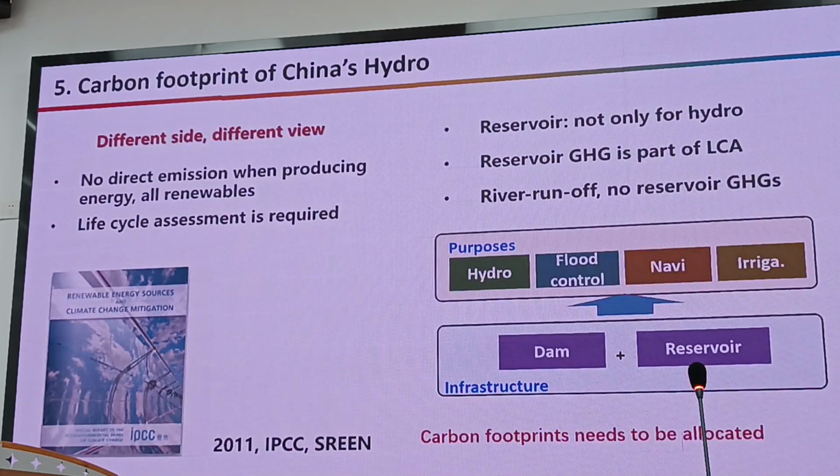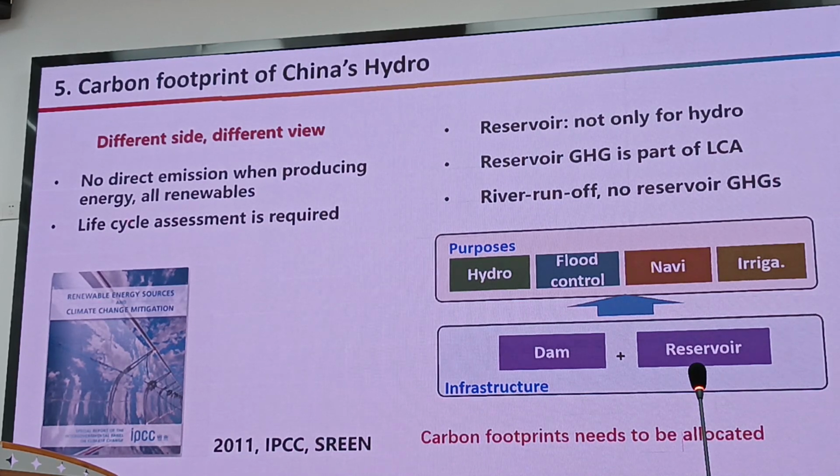So the barrier effect may be the most important effect contributing to the net greenhouse gas emission due to the reservoir. With all these reservoir things together, we have to think about whether the hydropower project is green or not. It's kind of different, actually. If you think about the hydropower, it's a different size, different view. There is no direct emission when producing the energy, and it's all renewable. When the water goes through a turbine, it's not like fossil fuels, so there is no greenhouse gas emission during the production of hydropower.